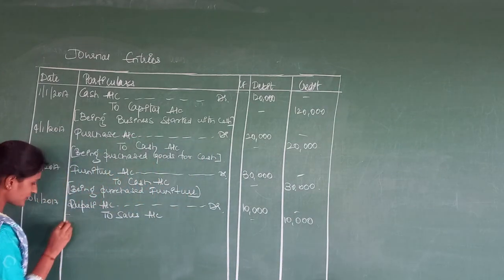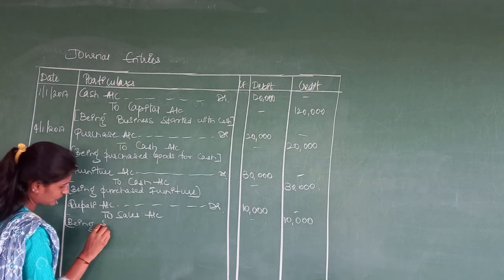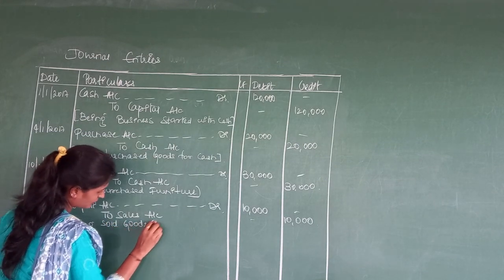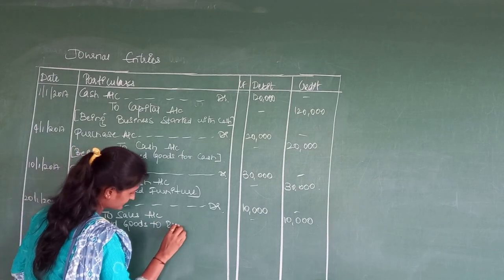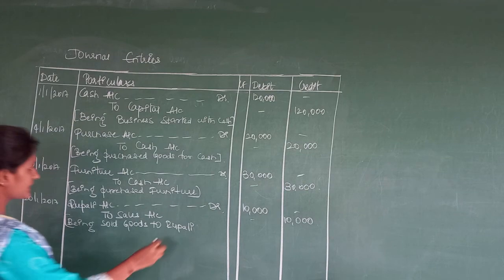Yes, and in the narration we will write being sold goods to Rupali. So this is a journal entry.